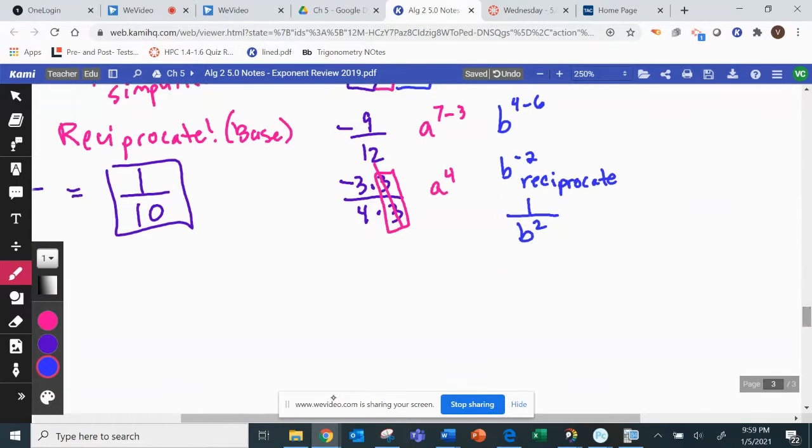So now I'm going to combine all three parts back together, and we will have negative 3 on top and 4 on the bottom. On top, we'll have a to the fourth. On bottom, we'll have b squared. I made my line way too long.